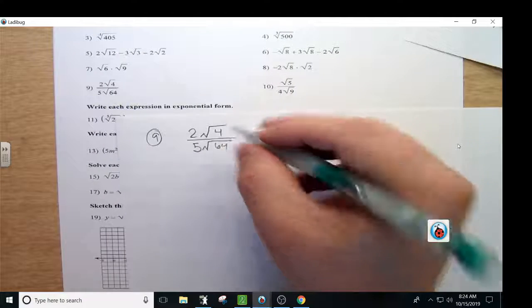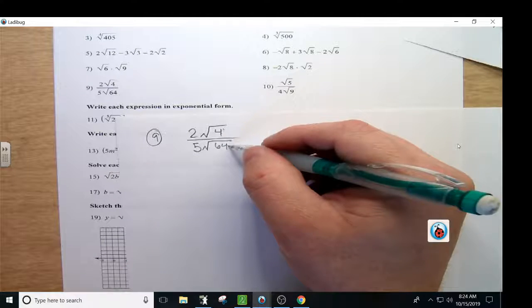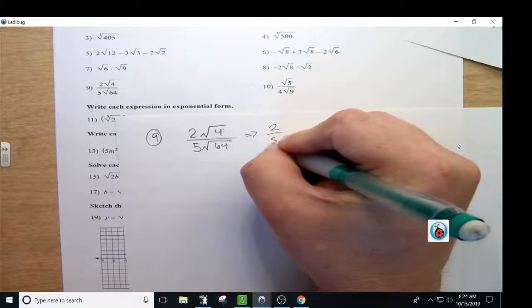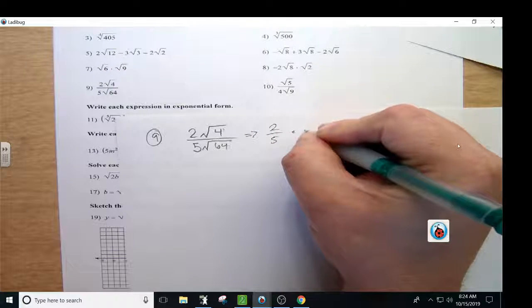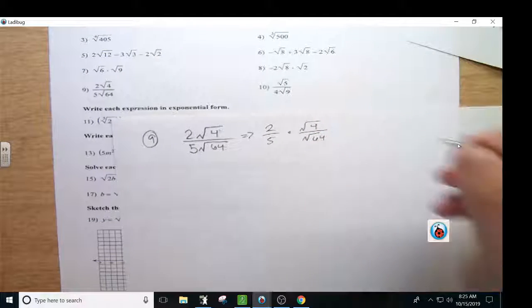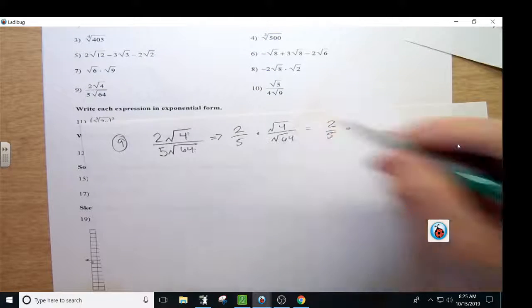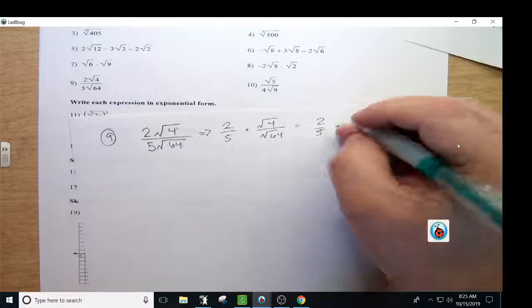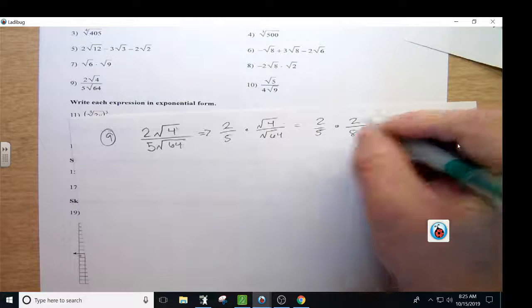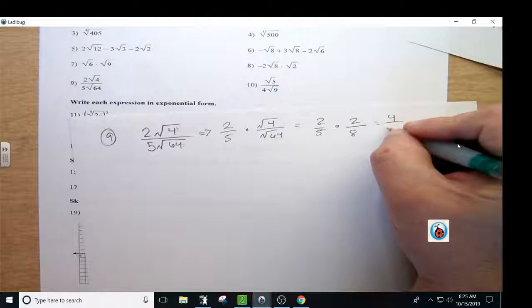Guys, looking at this now, if you know your perfect squares, both of these numbers are perfect squares. So if you separate these for a second, that becomes 2/5 times... what's the square root of 4? 2. What's the square root of 64? 8. So now 2 times 2 is 4. 5 times 8 is 40.